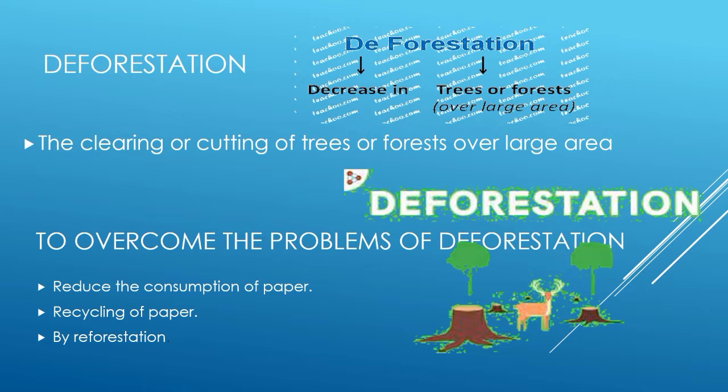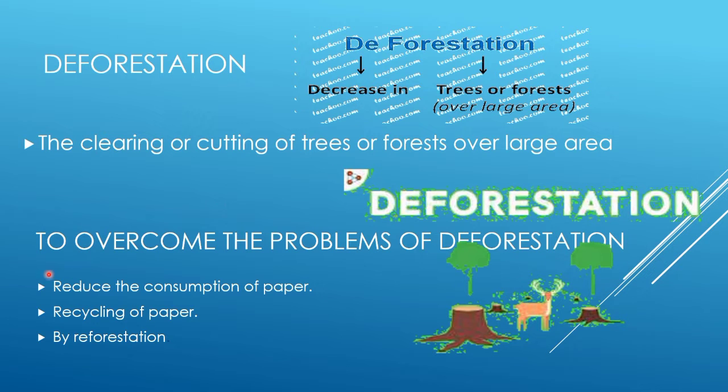Today, before we start more details about the remaining topics like biodiversity and conservation of forests, first of all, I just want to recall what deforestation is. Deforestation is the clearing or cutting of trees or a forest over a large area. De means decrease, so deforestation means the decrease, cutting or clearing of forest over large areas.